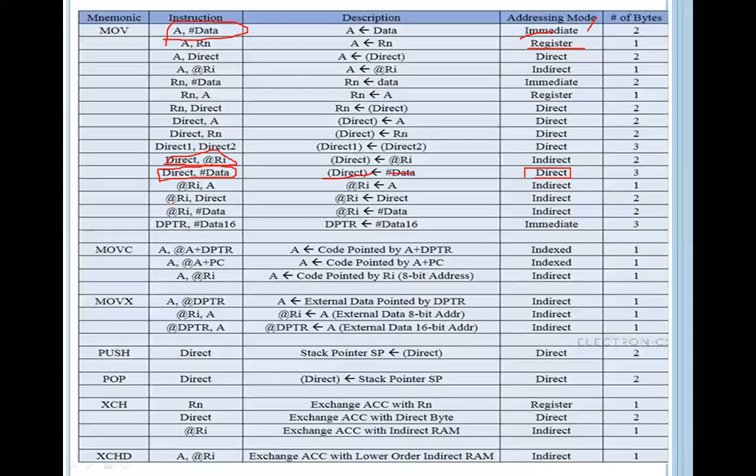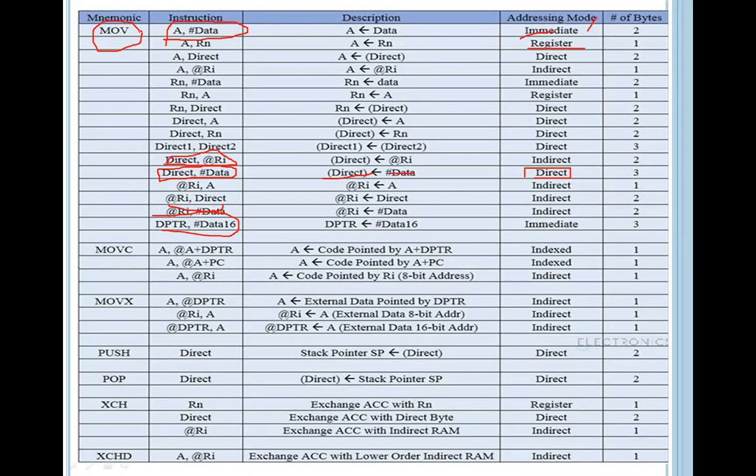Next, here also DPTR is 16-bit. This is the instruction related to move. Move is a data transfer instruction, which means you transfer the data to any location, to the memory, to a register, or to any location. For that purpose, we have to use the move instruction.